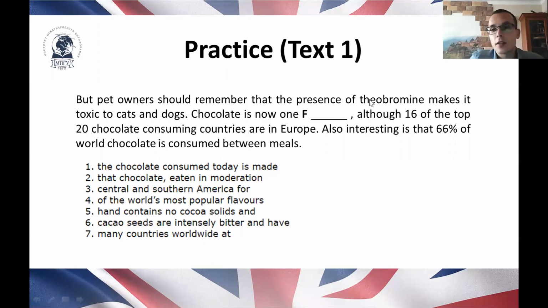And the last gap, number F, that's the letter F, makes it toxic to cats and dogs. Chocolate is now 1 gap, although 16 of the top 20 chocolate consuming countries are in Europe. 4. Yeah, we mentioned that 4 can be used in the second, but actually I think here it is the best variant, to put 4. And it contains, is now 1 of the world's most popular flavors. And it fits perfectly here, grammatically and lexically, everything is good.